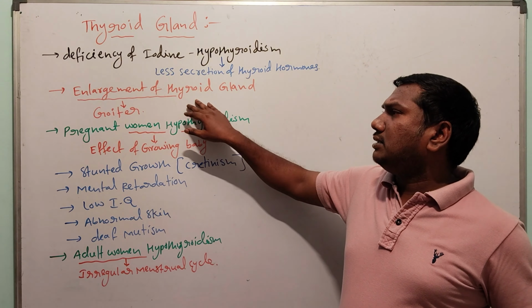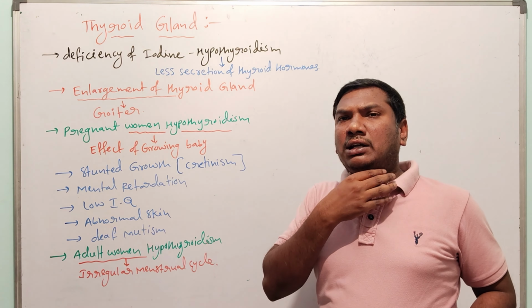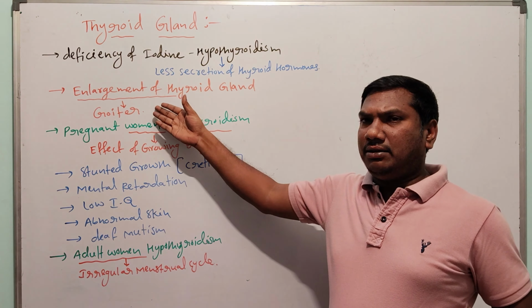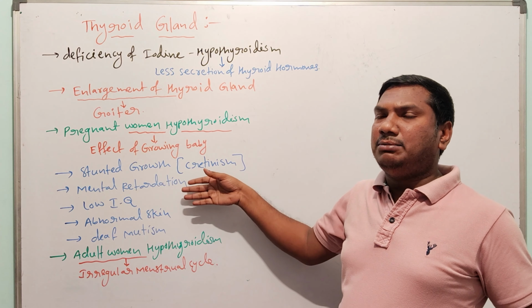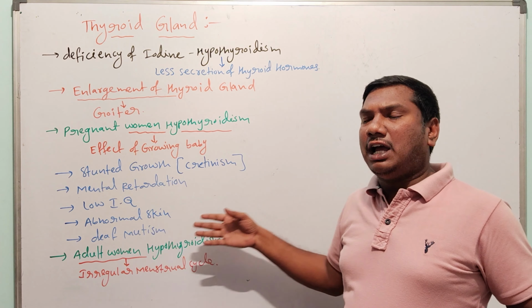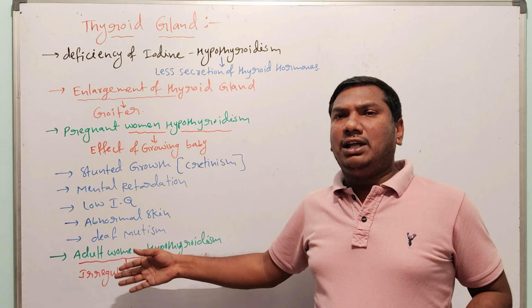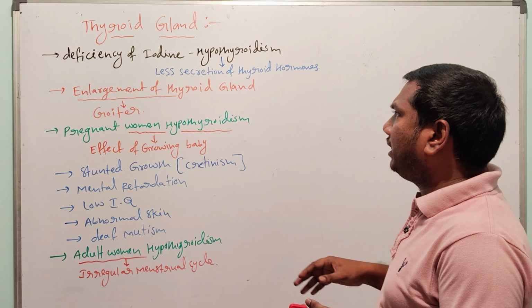In hypothyroidism there is enlargement of the thyroid gland, which is called goiter. So in pregnant women with hypothyroidism, the baby is affected inside. And in adult women with hypothyroidism, there is an irregular menstrual cycle.